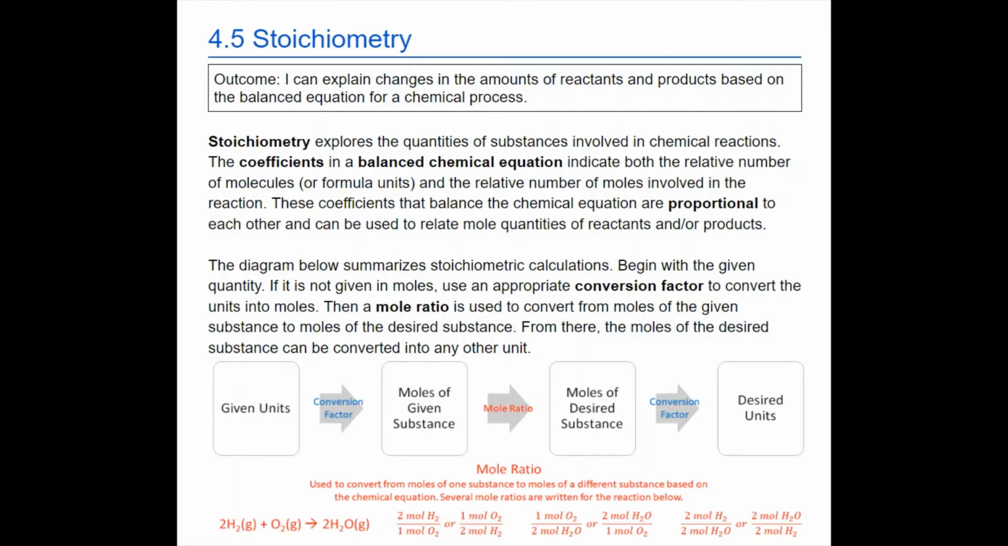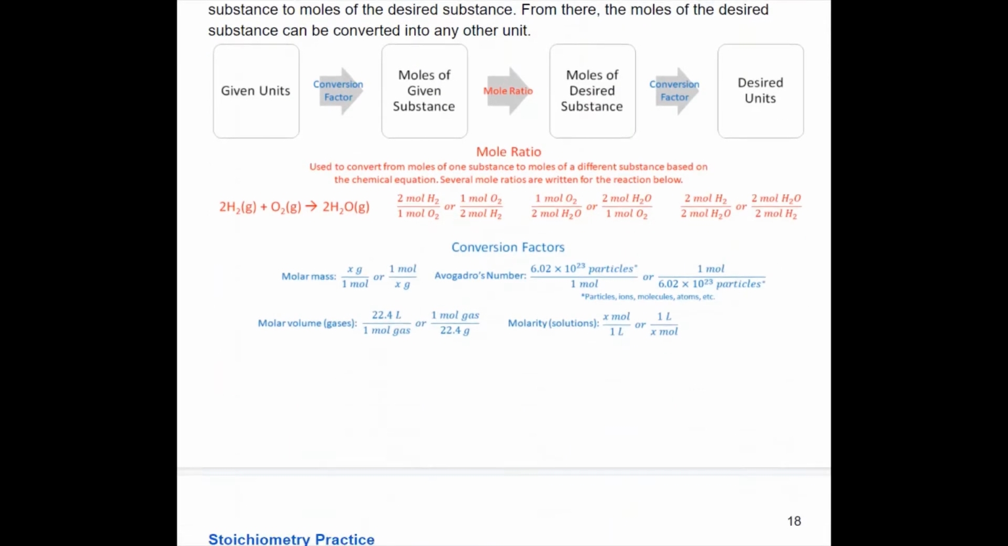So these coefficients are proportional to each other, and they can be used to convert from moles of one thing to moles of a different thing in a chemical reaction. So stoichiometry is just that. It's going from moles of one substance to moles of a different substance that are related by a chemical equation. So we use a mole ratio to convert from moles of one thing to moles of another thing. Other than that, everything else is just a matter of using a conversion factor to convert the answer or the given into the desired units.